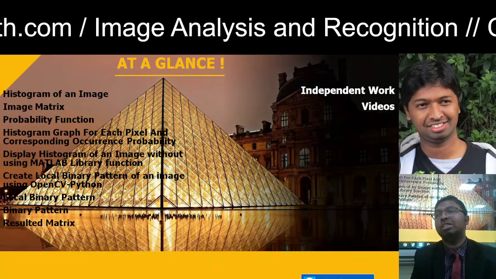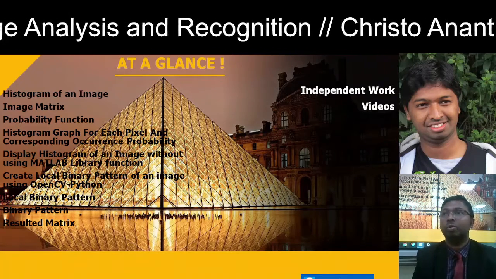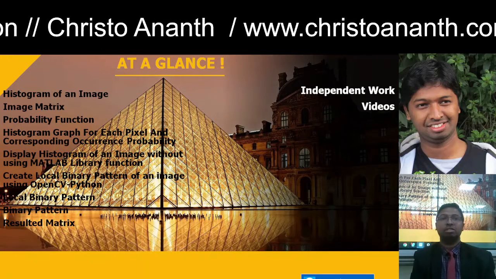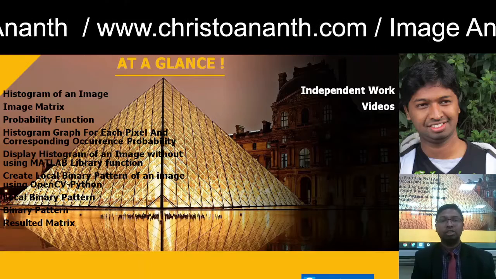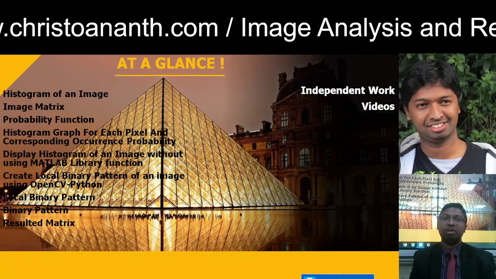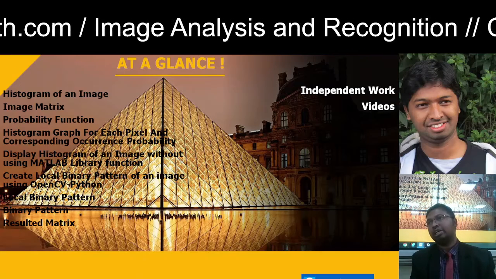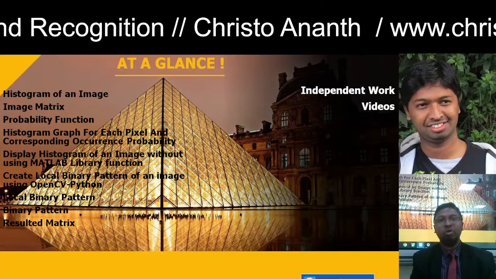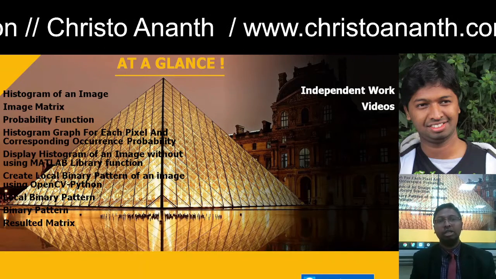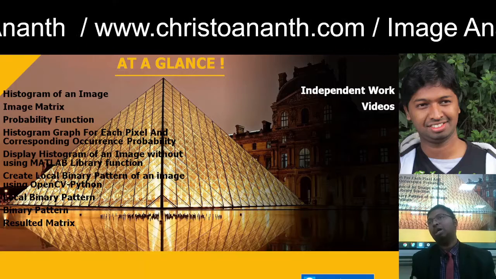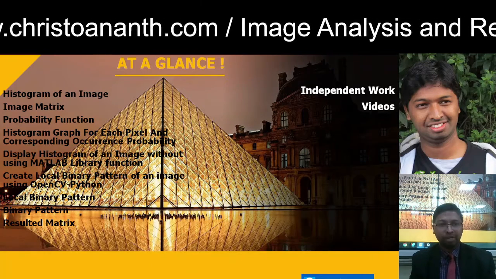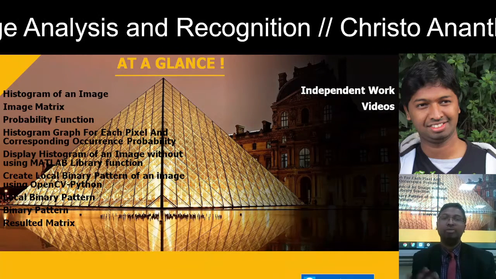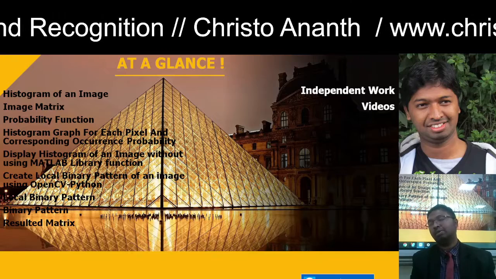In this class we will discuss the histogram of an image, why we use a histogram, and how we produce an image matrix. Then we find a probability function. We find a histogram graph for each pixel and the corresponding occurrence probability. Then we try to display the histogram of an image without using a MATLAB library function. Then we try to create LBP, local binary pattern, of an image using OpenCV Python, and about the binary pattern and the resultant matrix that we will be discussing.